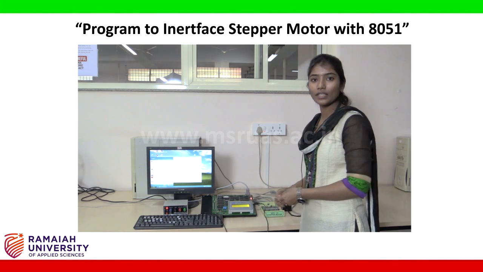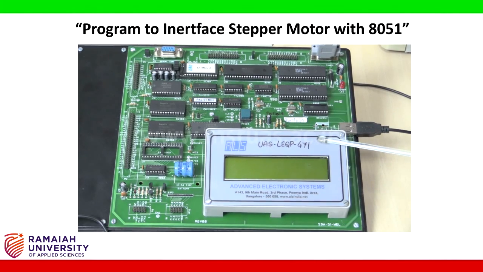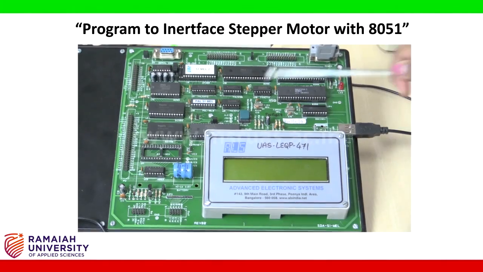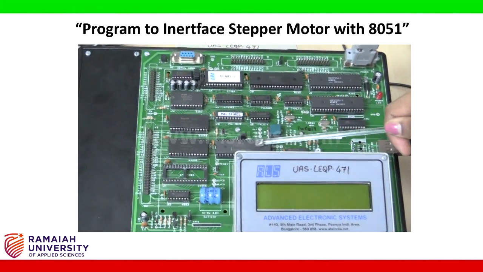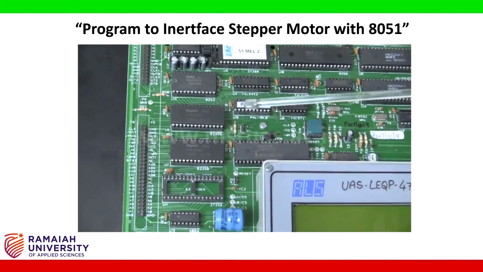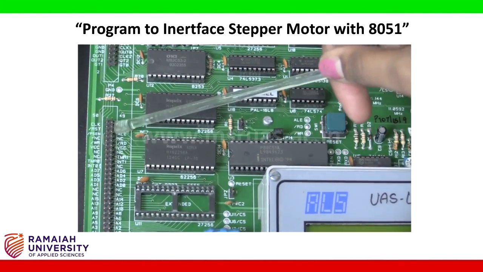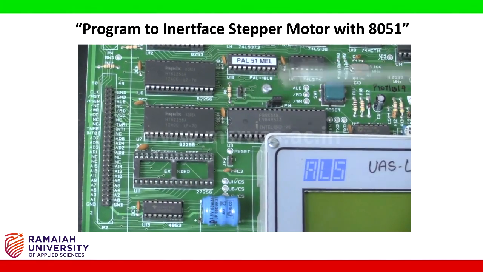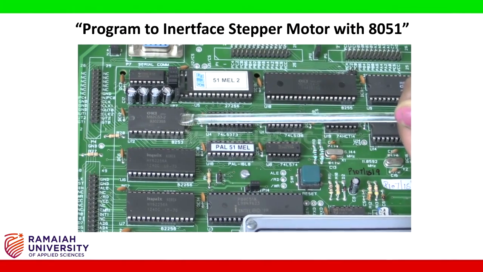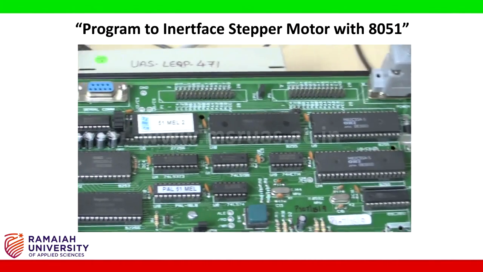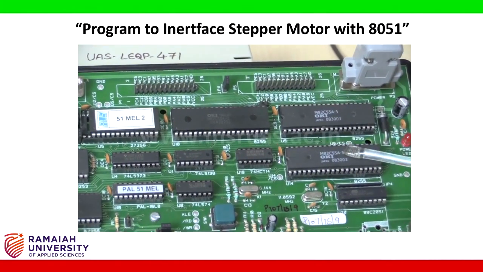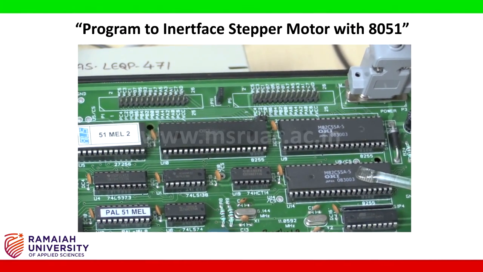8051 microcontroller kit. So this is the 8051 microcontroller kit. The microcontroller kit consists of 8051 microcontroller IC, which is a 40-pin IC. All these pins are internally shorted and they are brought out here for external connection. And this is 8253 IC, which is for your timer interfacing. And these three are 8255 ICs, which are programmable peripheral interfacing ICs.